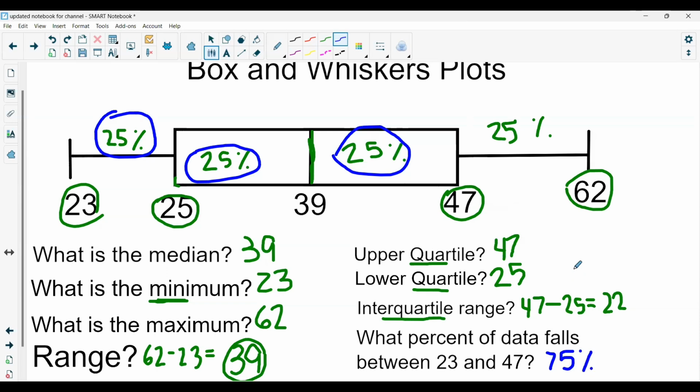Okay. Thanks for joining me in this video. Hopefully you were able to understand the intro to box and whisker plots. I really hope you took notes like I asked you to, so you will not be confused in our next video when we're actually building box and whisker plots.